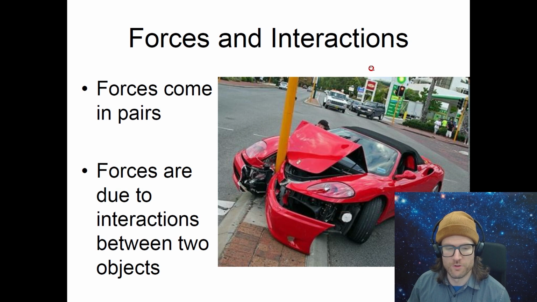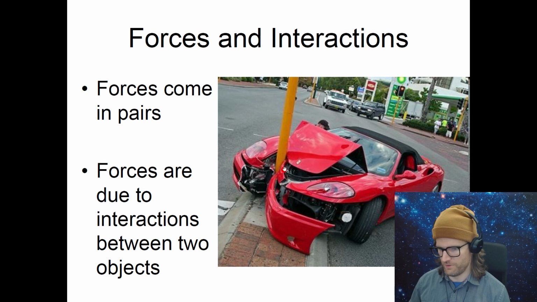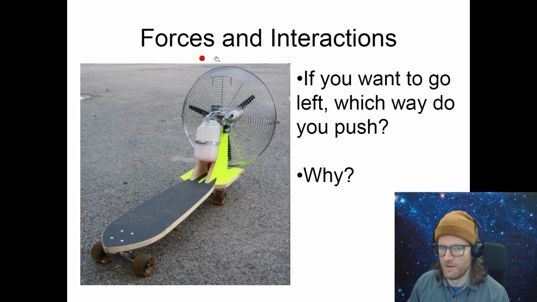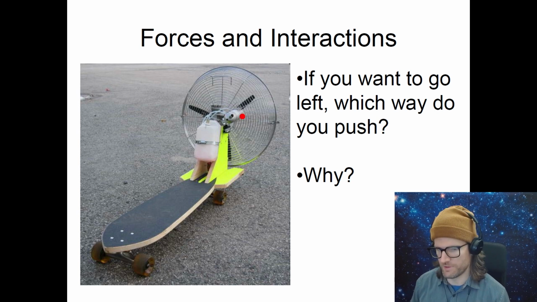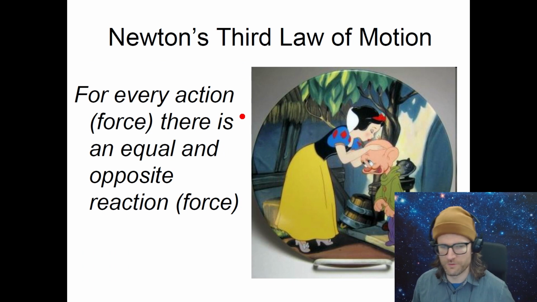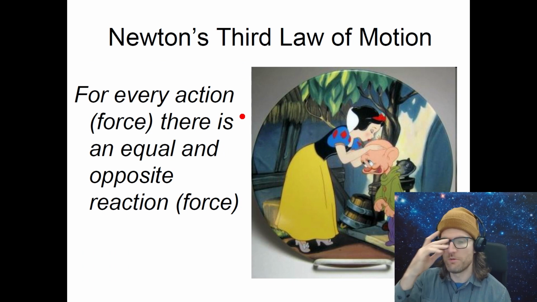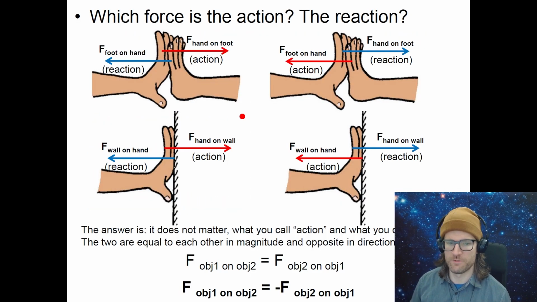Okay, let's talk about Newton's third law. Forces always come in pairs. Here's an example. The pole and the Ferrari have met in a pair. If you want to go to the left, which way do you push? We'll talk about why the skateboard needs a fan. If it wants to go forward, it's got to push something backwards. Newton's third law of motion, colloquially, is: for every action or force, there's an equal and opposite reaction, another force.